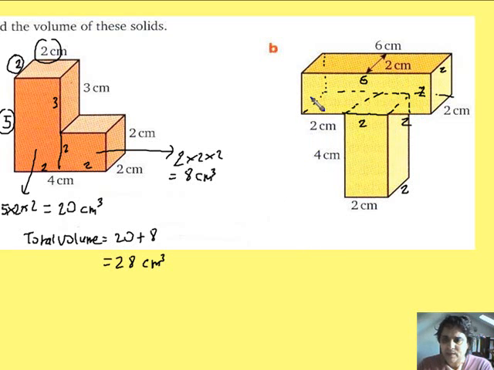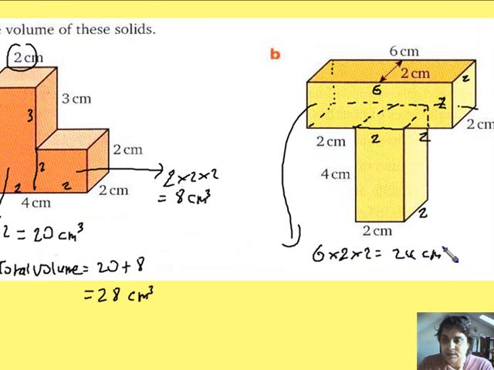Let's just do the top bit. So the top bit is going to be 6 by 2 by 2. I have no choice but to call it 2. 6 times 2 times 2. That's going to be 24 centimeters cubed. And the bottom chunk, 4 by 2, and it goes in 2 deep. So 4 times 2 times 2. That gives me 8. Double up, 16.